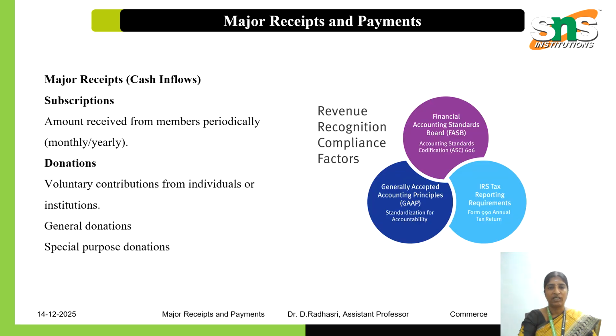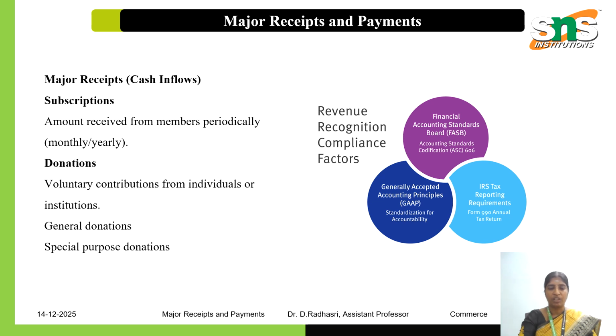The next one is the major cash flow. How the cash is flowing in regarding the receipts. We can say the revenue recognizing the compliance factors. In the donations, we have the voluntary contribution from individuals or institutions. It is voluntary, they want to give money as a contribution from the public with the special process of donations. In the general donations, the receipt can be involved in the cash inflow. The subscriptions are the amount received from the members on a periodical basis, monthly or yearly.